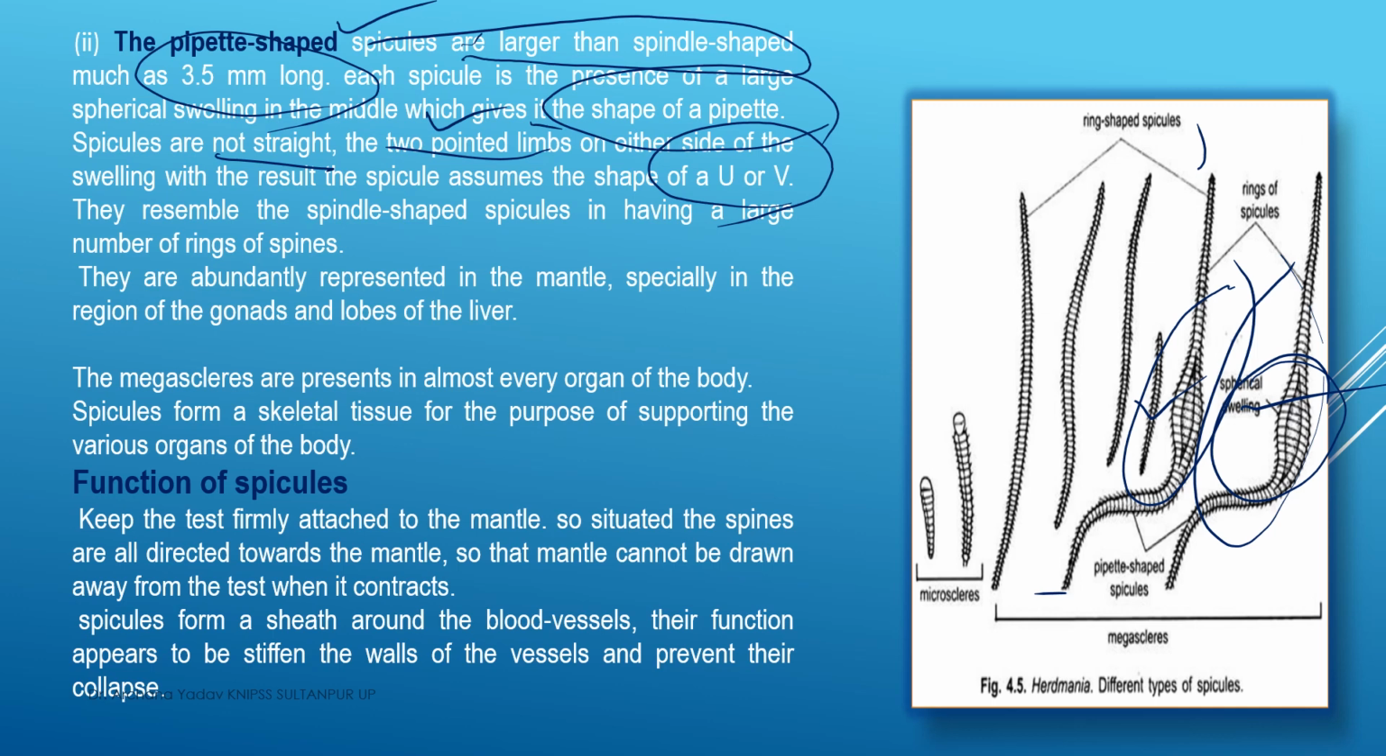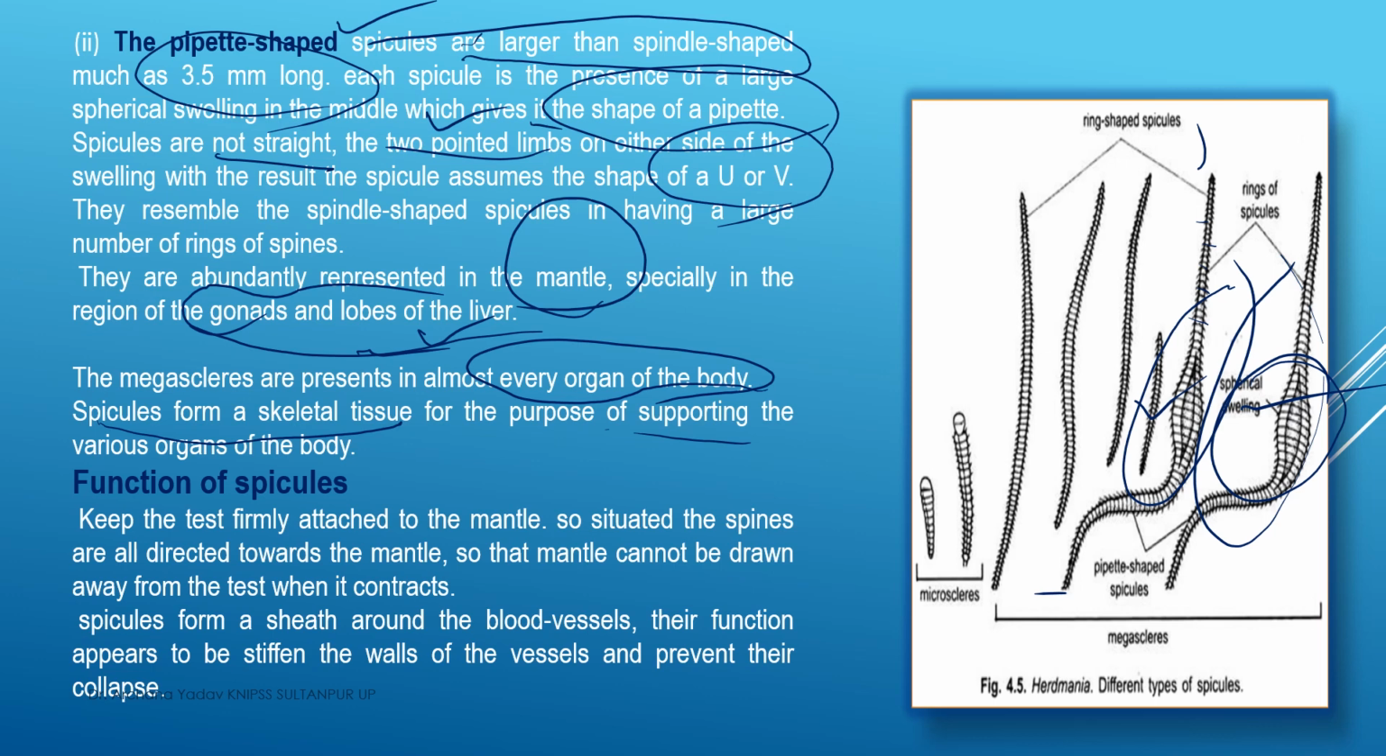They resemble the spindle shaped spicule, having a large number of rings of spines present around the body, and they are abundantly represented in the mantle region, especially in the region of the gonads and lobes of the liver. Megascleres are present in almost every organ of the body. Spicules form a skeleton tissue basically for the purpose of supporting various organs of the body.